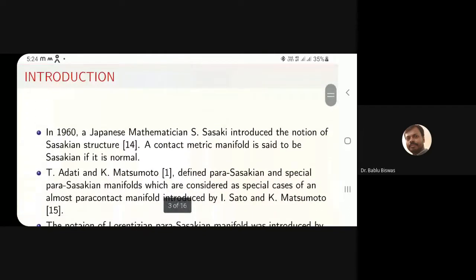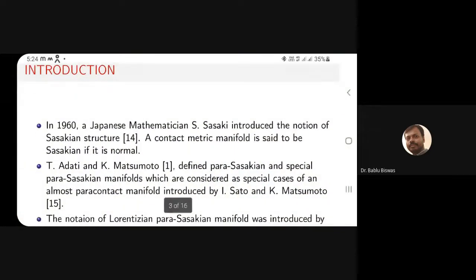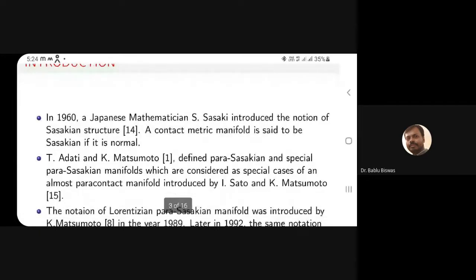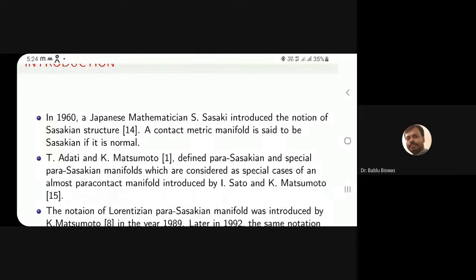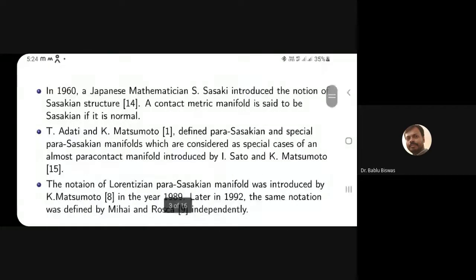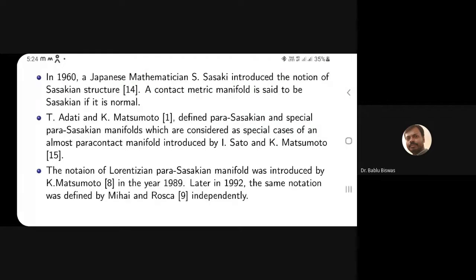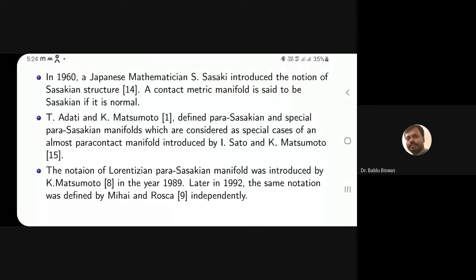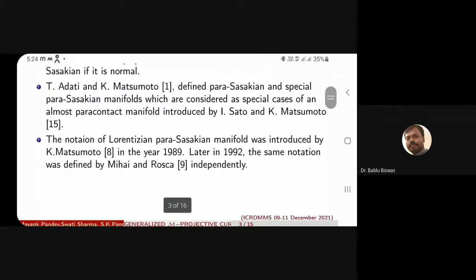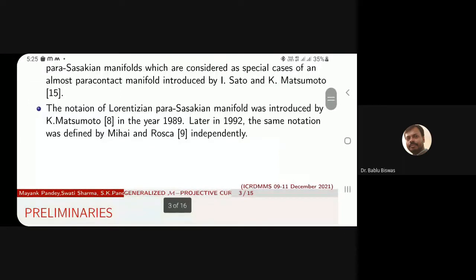Introduction. In 1916, a Japanese mathematician S. Sasaki introduced the notion of Sasakian structure. A contact metric manifold is said to be Sasakian if it is normal. Sato and Kenmotsu defined para-Sasakian and special para-Sasakian manifolds, which are considered as a special case of an almost para-contact manifold introduced by I. Sato and K. Kenmotsu. The notion of Lorentzian para-Sasakian manifold was introduced by K. Matsumoto in 1989, and later in 1992 the same notion was defined by Mihai and Rosca.